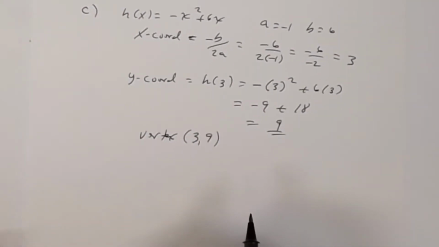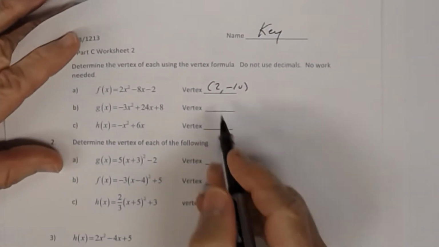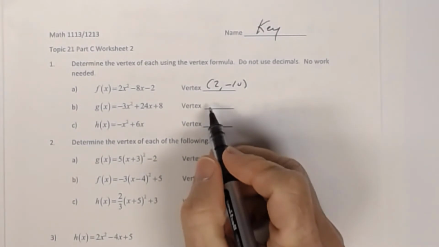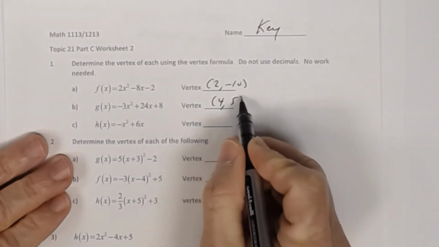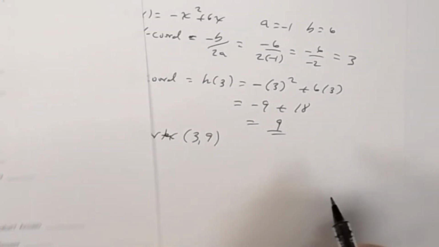Okay, let's go ahead and write down the answers for those. So for number 2, we have 4, 5, 6. And then for letter C, we have 3, 9.